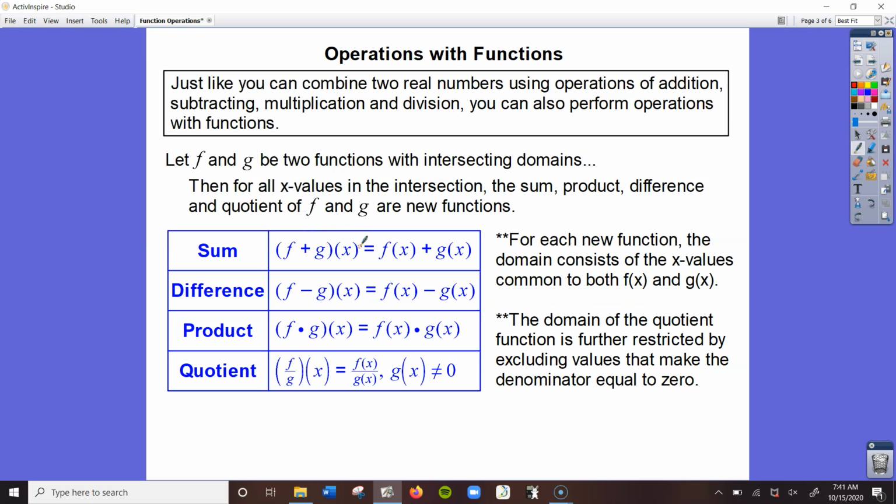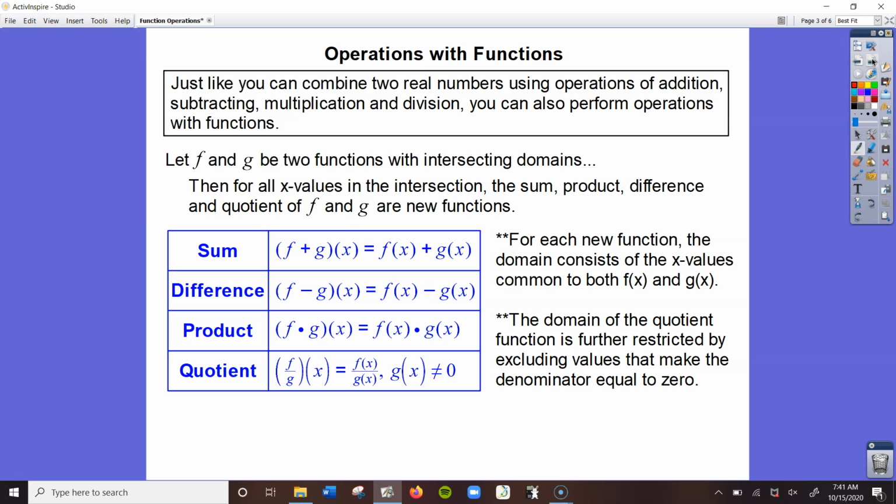So f plus g of x, that's how you would read it. And that is the same thing as saying f of x plus g of x. And then the same goes for the rest of your functions. Once we figure out when we add and subtract, multiply and divide, whatever the operation is given to you, then we would have to find the domain of the new function.